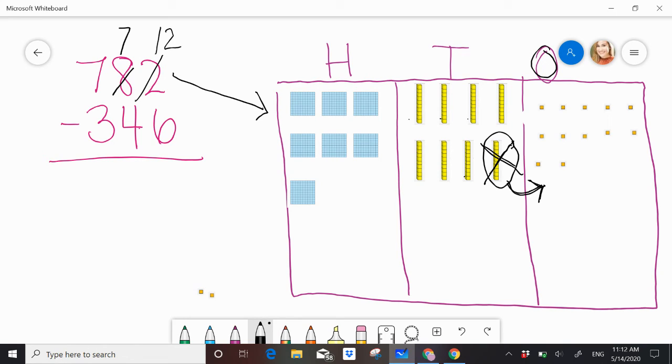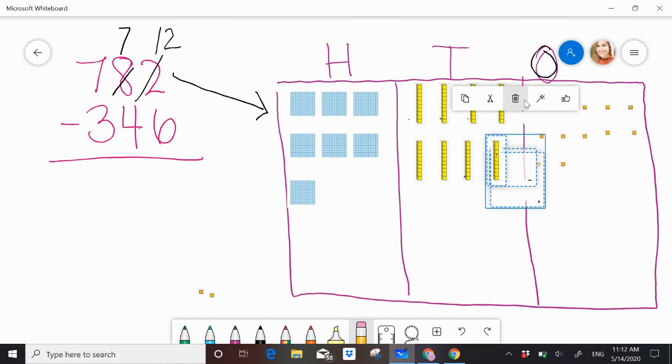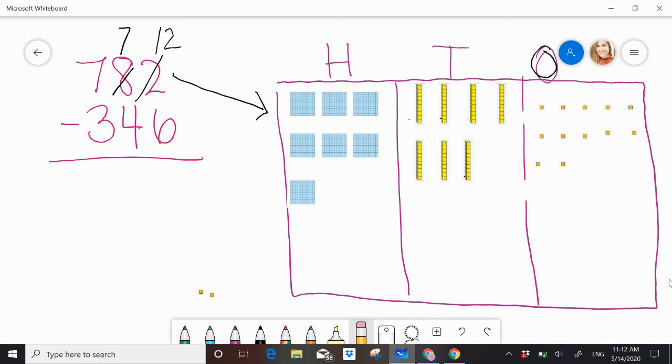Cool. And you know what I'm just going to do to make it even more clear? I'm just going to take away this one. So if you have an eraser at home, you can just take it away. Nice. Now I'm going to do subtracting in the ones place. Now I have enough to take away 6. Hot diggity dog. Here I go. 1, 2, 3, 4, 5, 6.